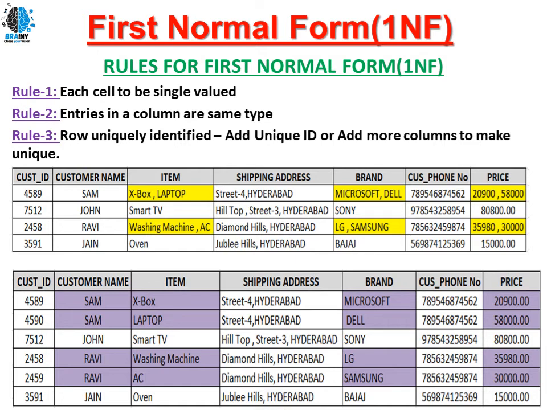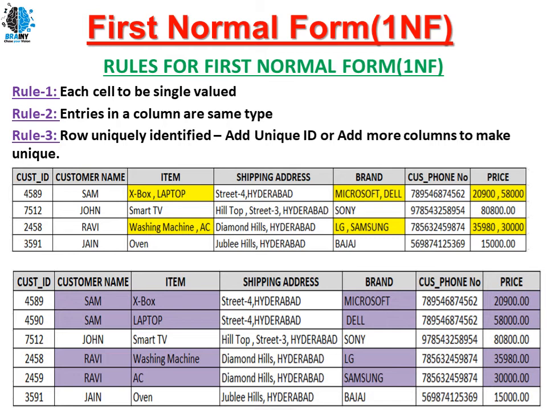If I consider one particular record in this table, customer ID 4589, the first one, Sam, having Xbox, some address, brand is Microsoft, some mobile number and a price. So this is unique data. Next, another record is also unique data: a laptop, some other item the same customer has purchased, the brand is different as well as the price. So in first normal form, I have created this particular table.